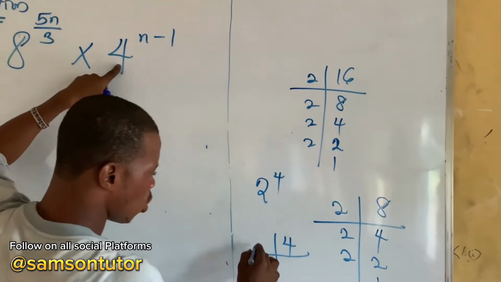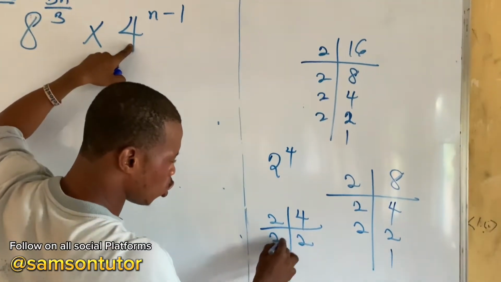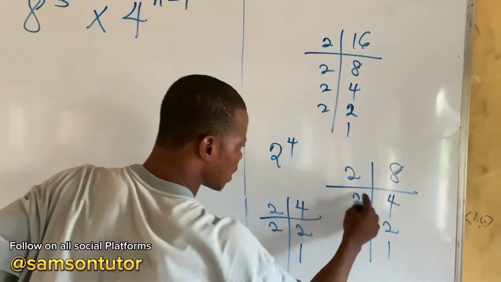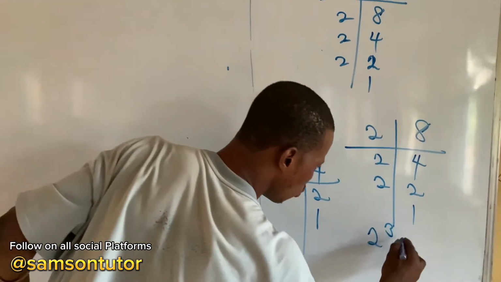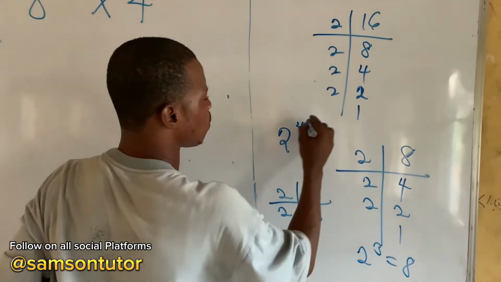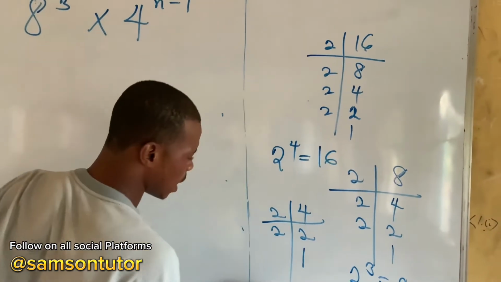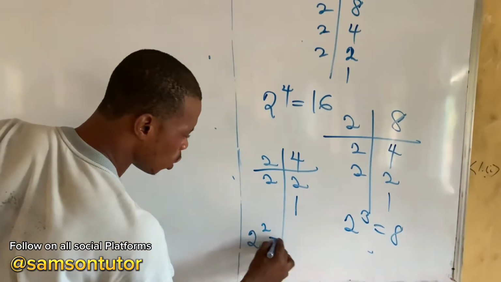4 also. 2 in 4 will give us 2. 2 in 2 will give us 1. Which implies for 8, how many 2s do we have being used? Which is 1, 2, 3, which is 2 raised to power 3 will give us 8. And 2 raised to power 4 will give us what? 16. While 2 raised to power 2 will give us what?